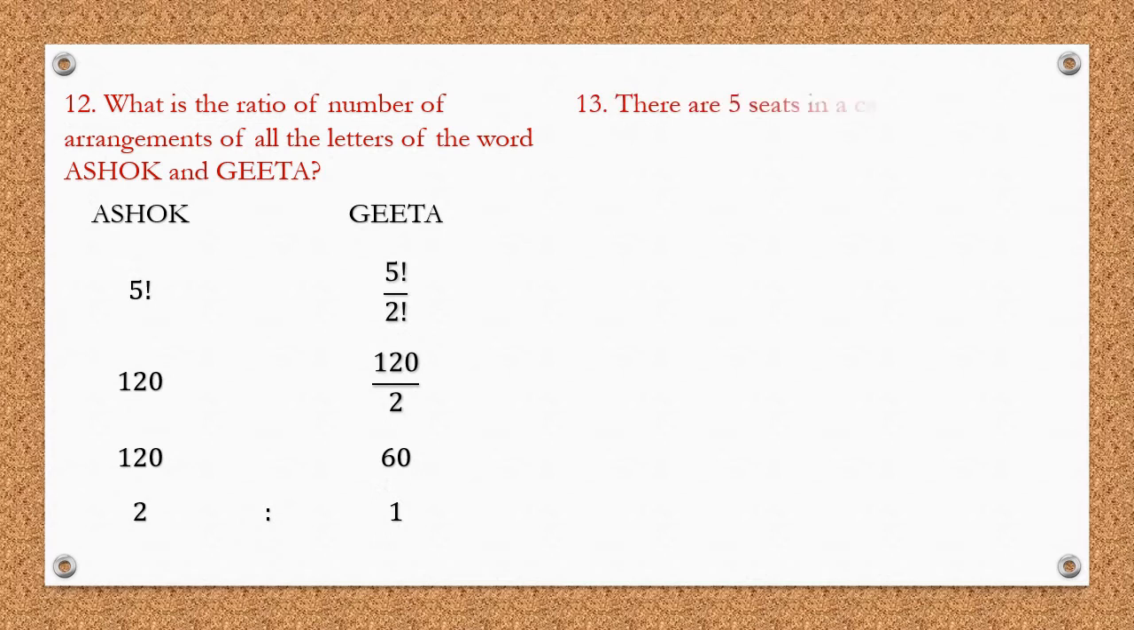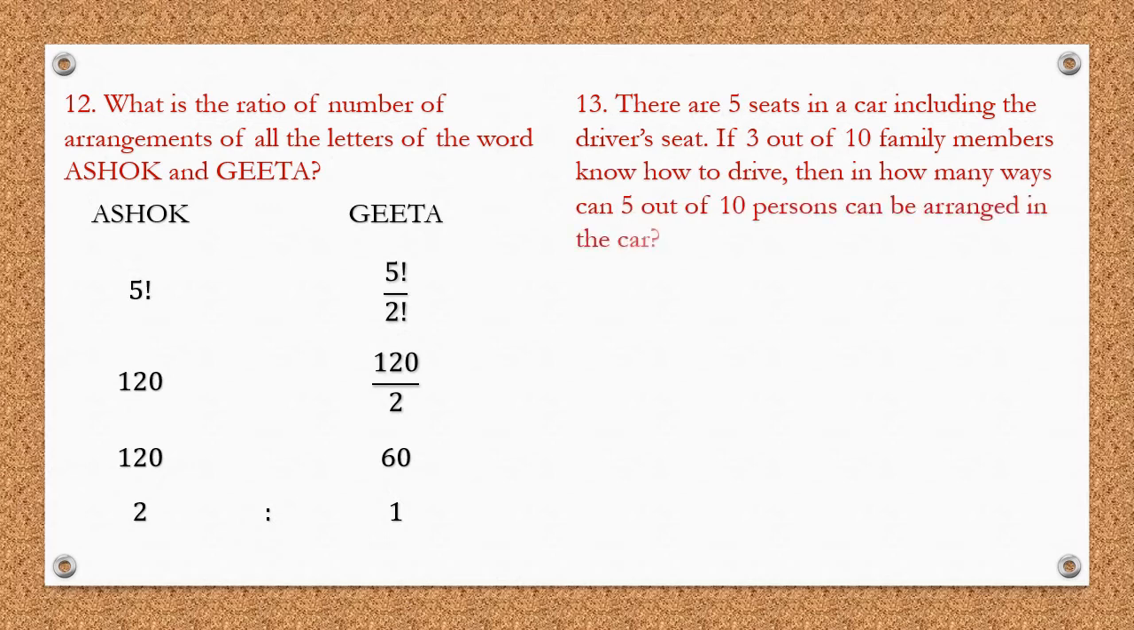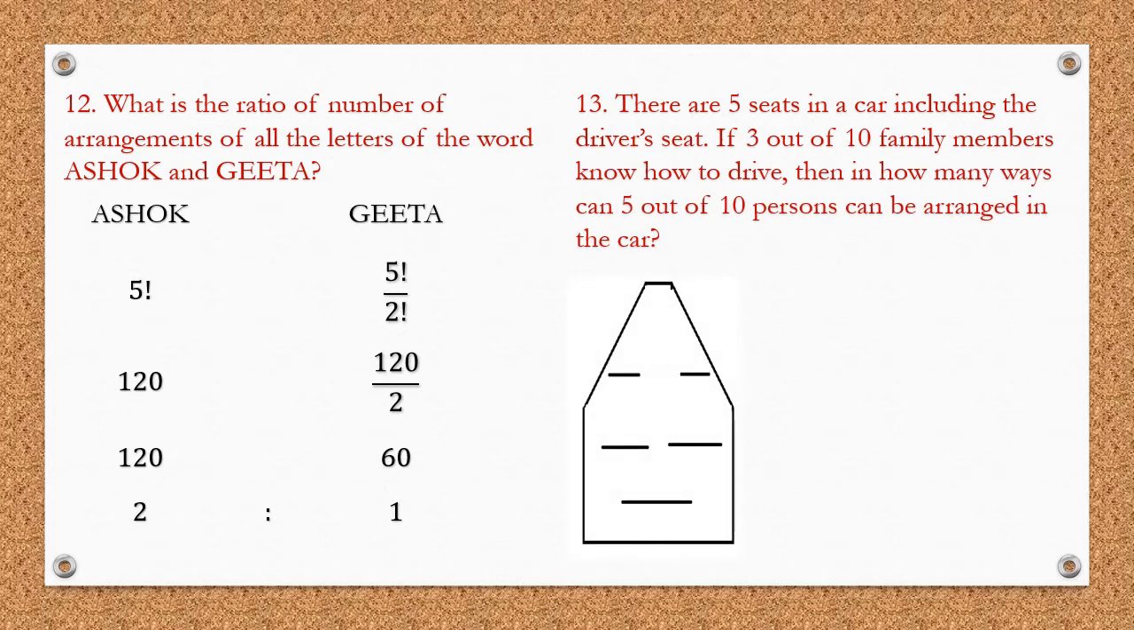Question number 13. There are 5 seats in a car, including the driver's seat. If 3 out of 10 family members know how to drive, then in how many ways can 5 out of 10 persons be arranged in the car? Now, this is a car, okay? Just accept it. This is a car.